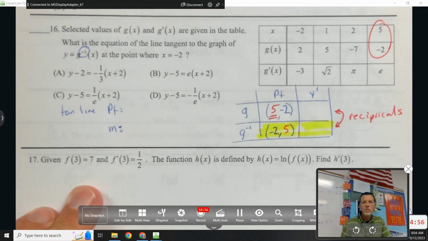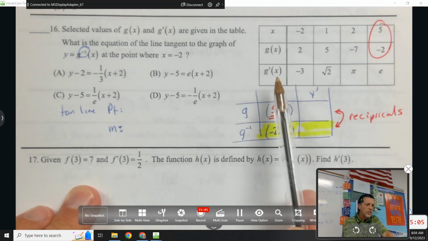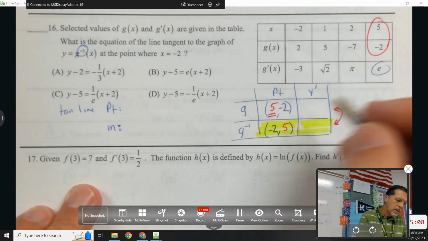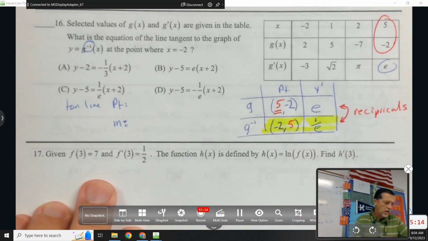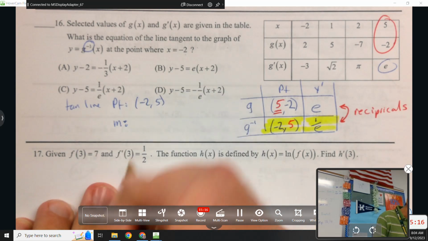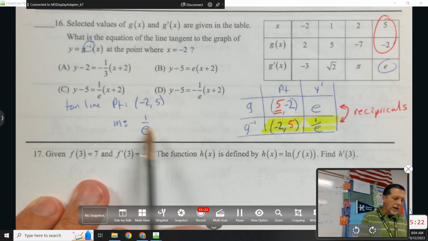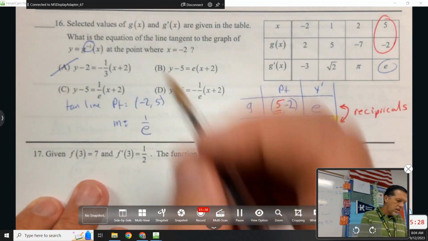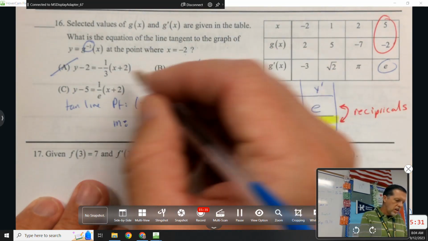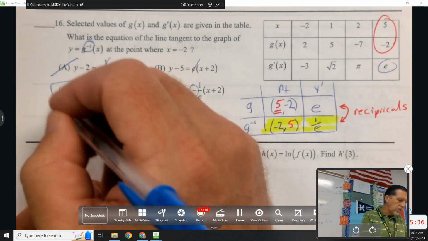And then I want the derivative of g at 5. The derivative of g at 5 is e, and so my slope is 1 over e. Okay, so now I've got my point, negative 2, 5, and my slope is 1 over e, and I'm not even going to write it out because now I look at my answer choices and they're all in the right format. So it should be y minus 5 equals 1 over e. Oops, not negative 1 over e. 1 over e times x plus 2. So answer choice C.